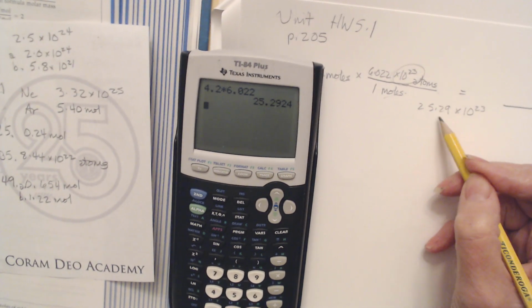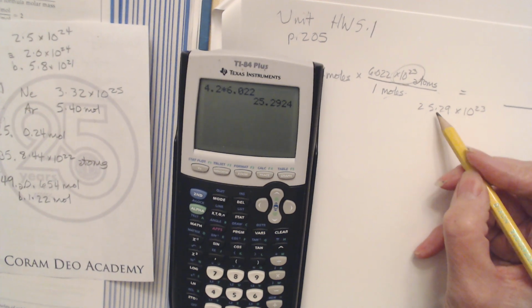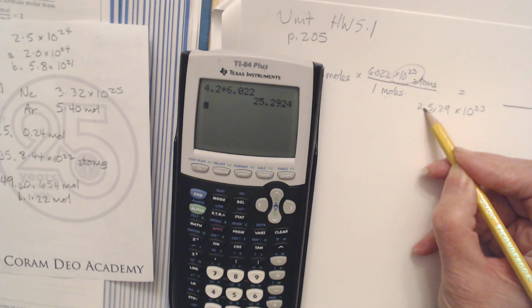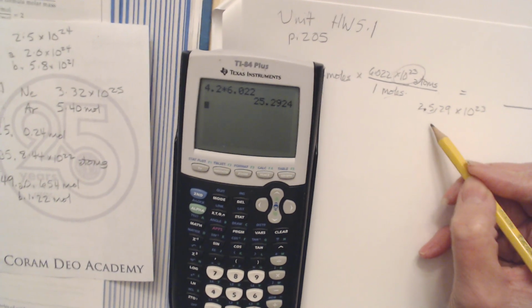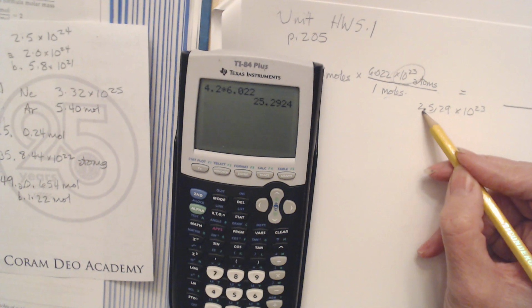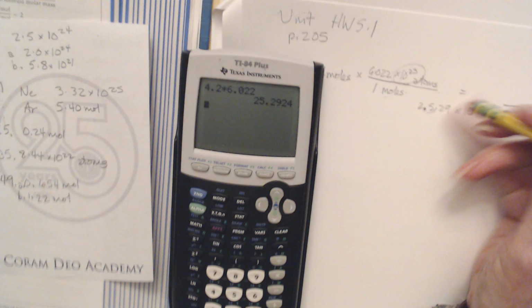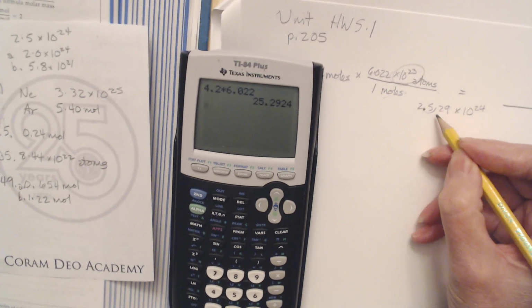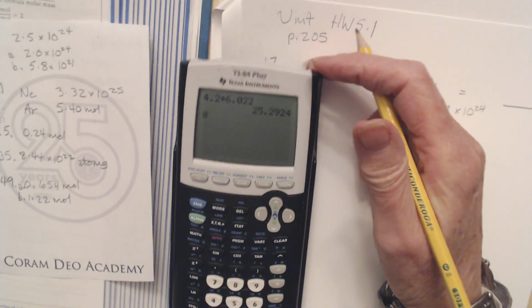Now, I look at this and I say, that is bad scientific notation. So what I have to do is divide this by 10. So it's going to be 2.5, right? Because scientific notation only has 1 digit before the decimal. And then because I divided this, making it 10 times smaller, I need to make this 10 times bigger. So instead of 10 to the 23rd, it's going to be 10 to the 24th. So 2.5 times 10 to the 24th is my answer on 17.